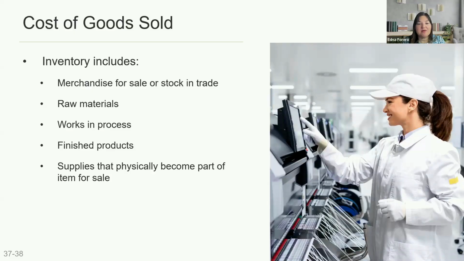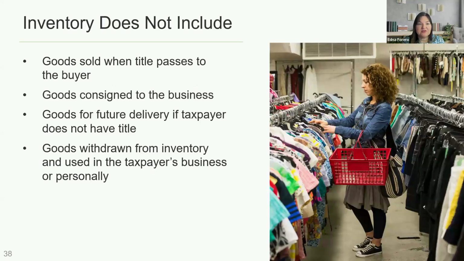All right. Now, inventory does not include goods that are sold, meaning that the title has passed to the buyer. They bought that item, they said they want it, they've taken it, or you've taken those goods that you've completed and you've consigned them to a business to sell for you.